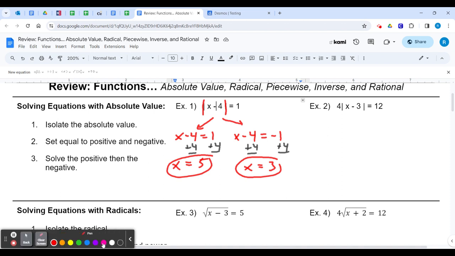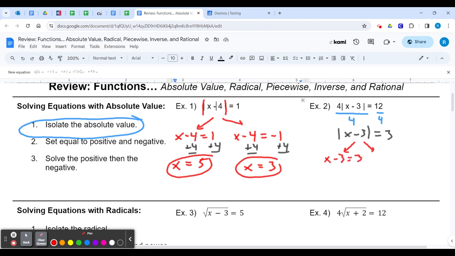Next, for example 2, this is where step 1 comes into play. We need to isolate the absolute value first. We have this 4 on the left here that we need to divide out from both sides before we can do anything with our equation. So we divide out the 4 from both sides, get absolute value of x minus 3 equals 3, and then that's where we can split into our two equations here. x minus 3 equals positive 3, and x minus 3 equals negative 3.